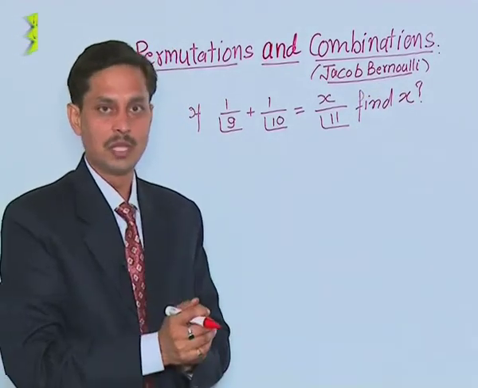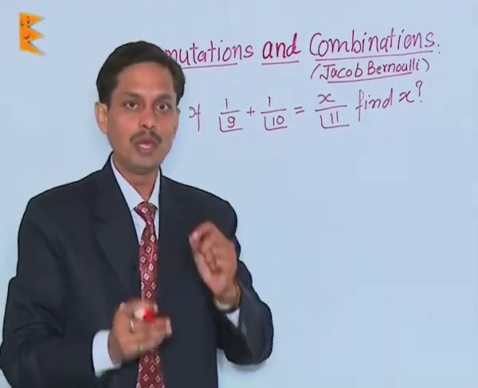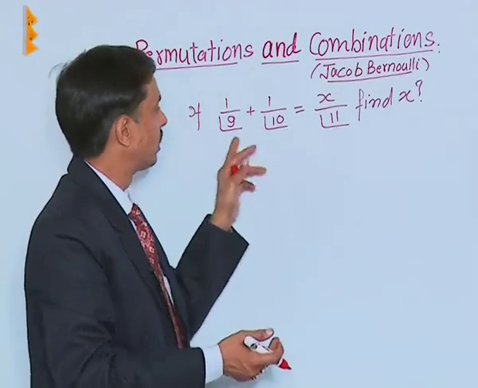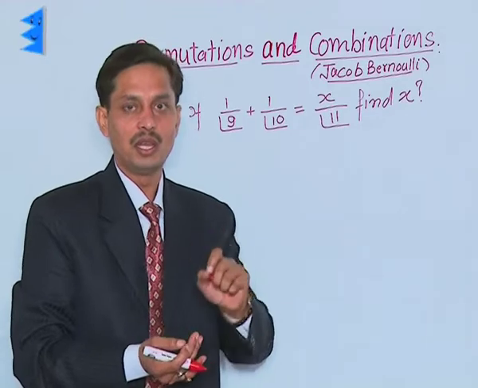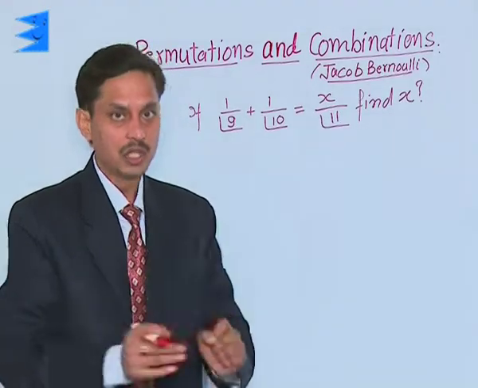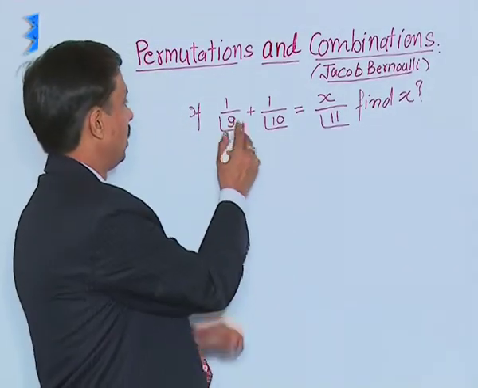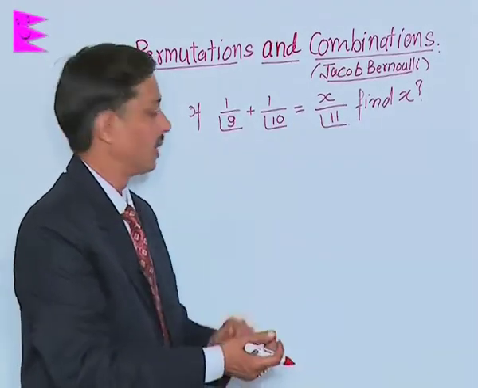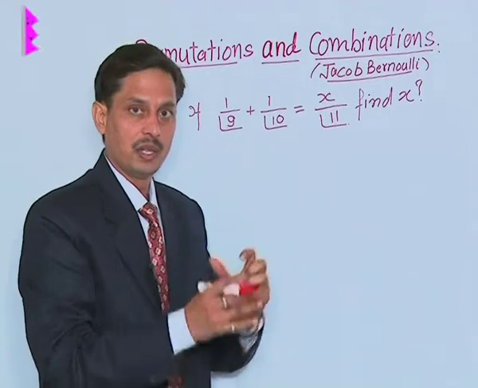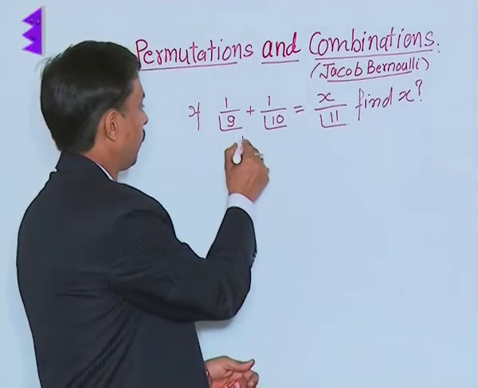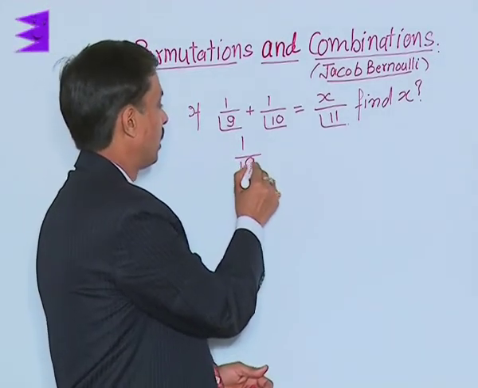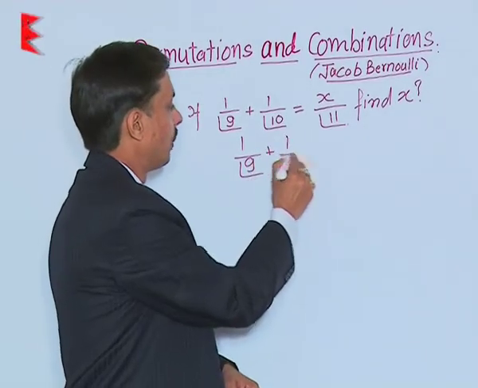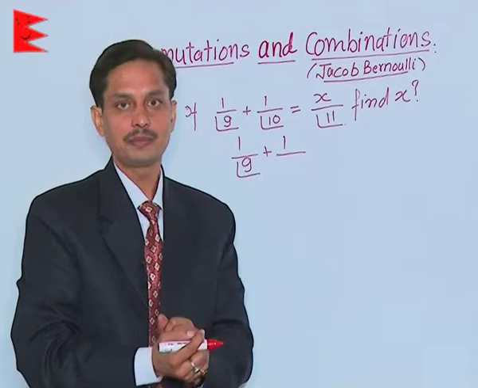In order to solve this problem, first we must convert all the numbers written in factorial in the denominator into the least factorial. Here we have factorial 11, factorial 10, and factorial 9. The least factorial is factorial 9, so we will not disturb it. Plus 1 upon factorial 10.